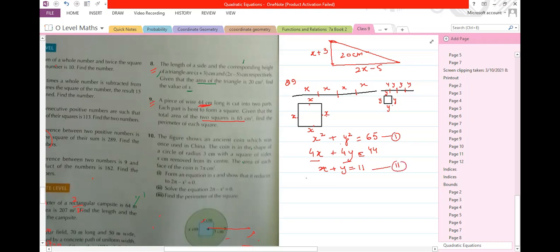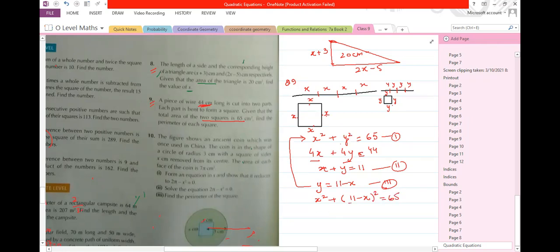Again I will take the easy one, and I say that y is equal to 11 minus x. Is it fine? Now this is my third equation. I will place this third equation in the first one. So x squared remains x squared, and in place of y squared I write 11 minus x whole squared, equal to 65.